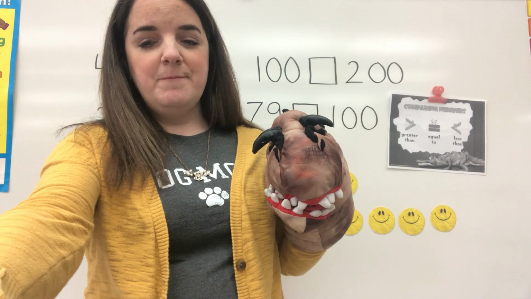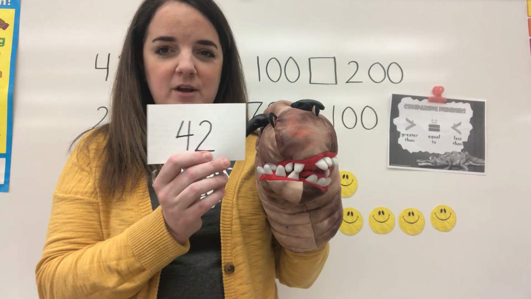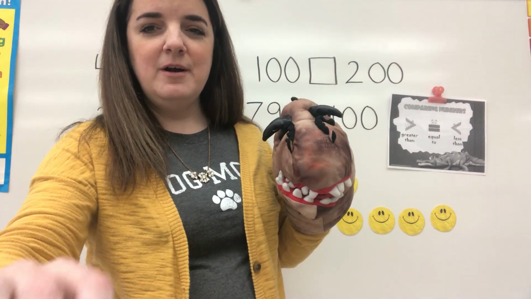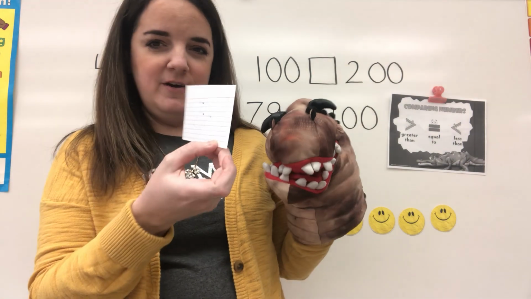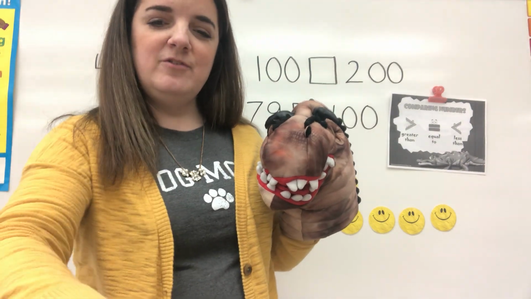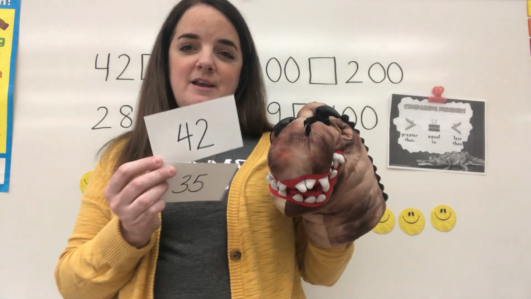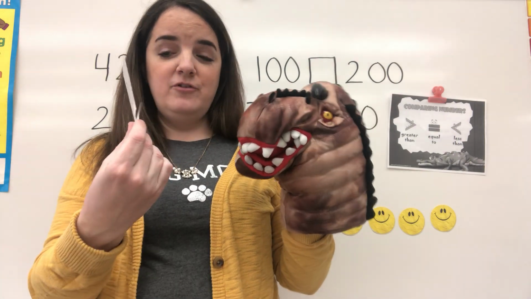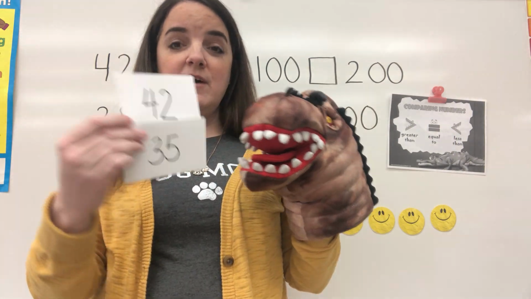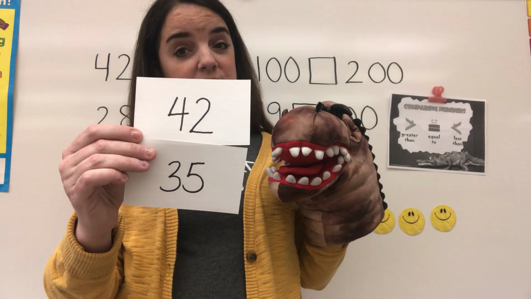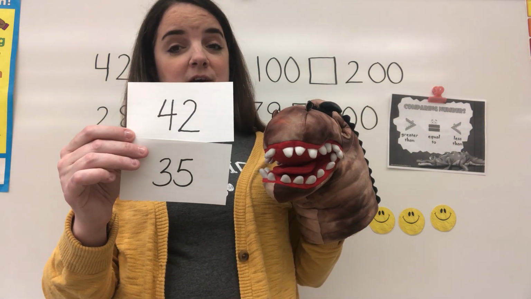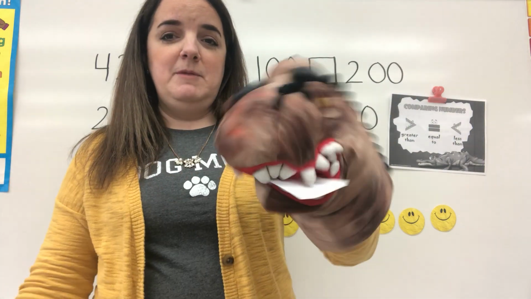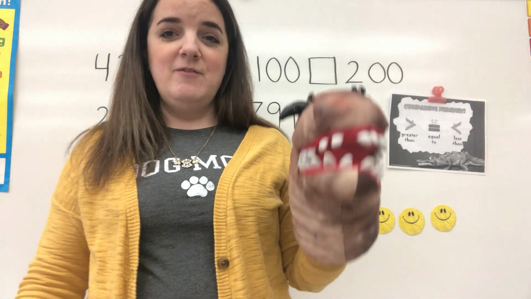So Mr. Dinosaur, our first number is 42. There you go. See it, Mr. Dinosaur? And then we have the number 35. There you go. Now, Mr. Dinosaur, would you rather eat number 42 or number 35? Class, which one is more, number 42 or number 35? Which one is it, Mr. Dinosaur? 42. Oh, Mr. Dinosaur loves those two numbers.